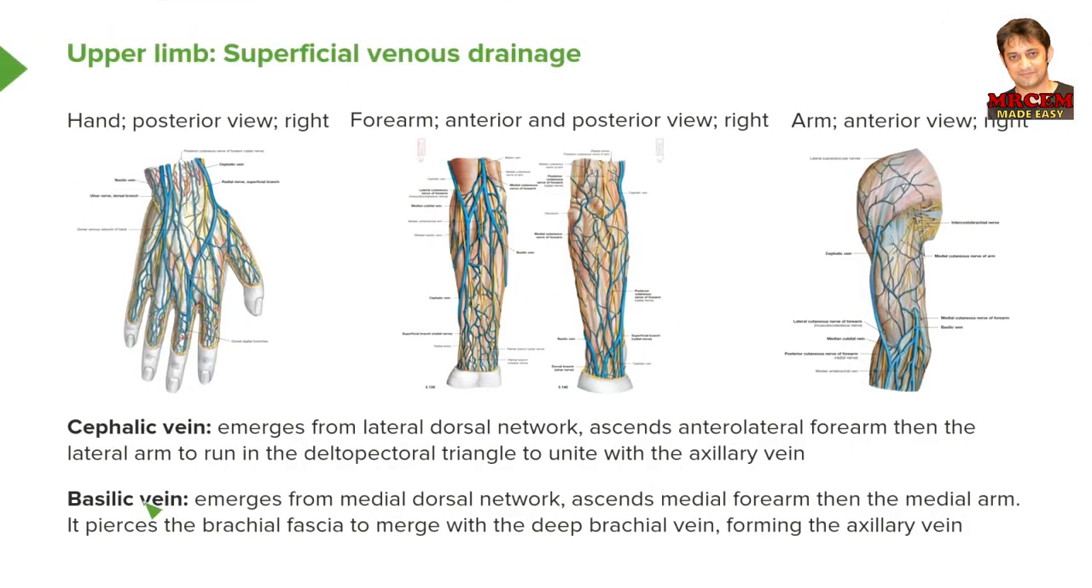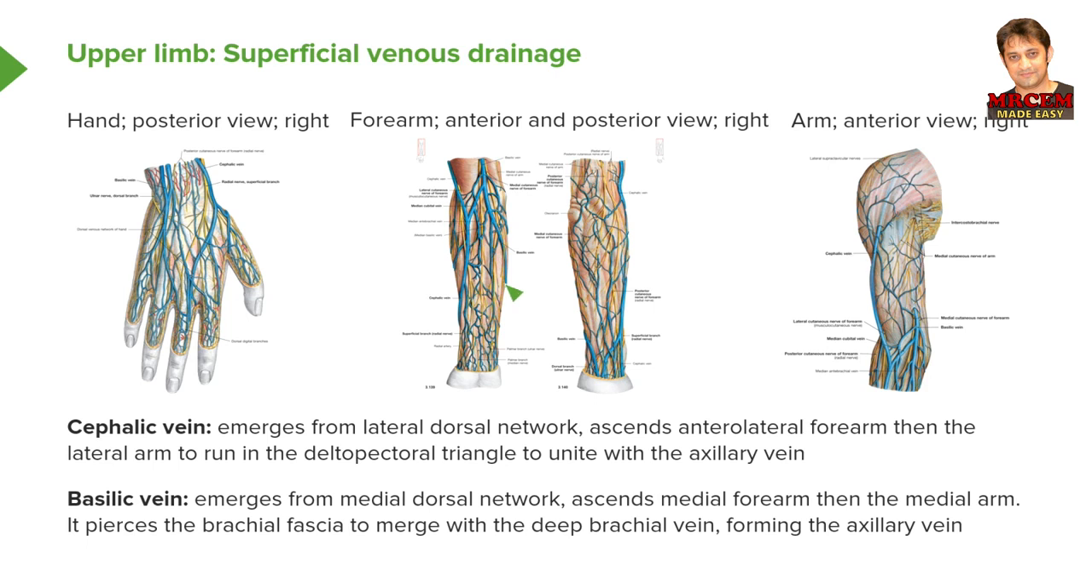If we now turn to the basilic vein, this emerges from the medial dorsal network. So we can see it here coming from this medial dorsal network. And here we've got the basilic vein. This is going to ascend the medial forearm and then enter into the medial aspect of the arm.